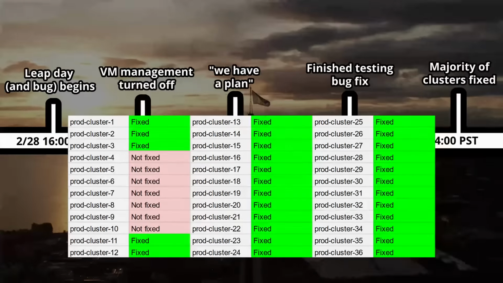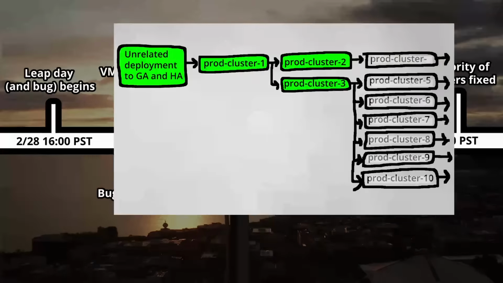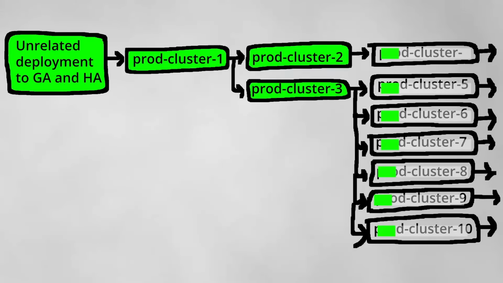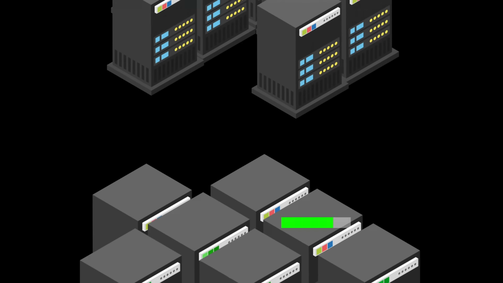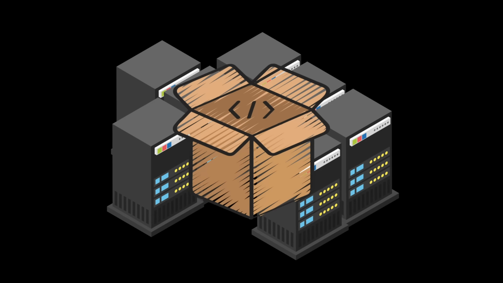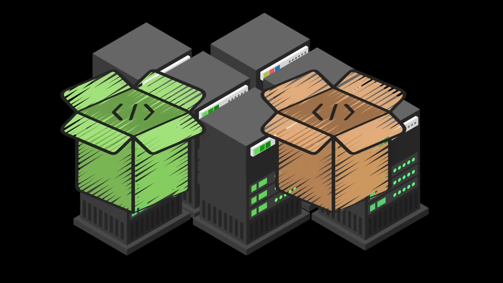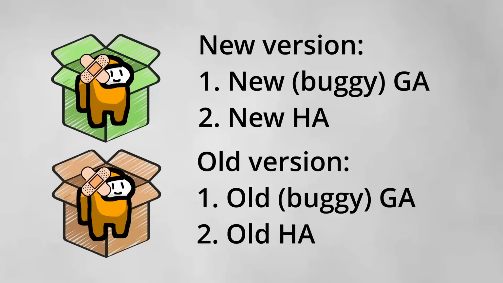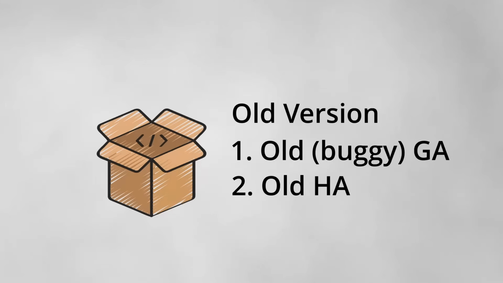Why not all of them? Well, going back to 2 a.m. after they finished testing the fix, there were 7 clusters in which the unrelated GA and HA deployment was in progress, so some servers had the new software while others did not. In the other clusters, they simply took the existing version and added the fixed GA, but here, there were 2 versions. They could add the fixed GA to either, but in the end, they decided to choose the old one, since it was time-tested and likely safer.